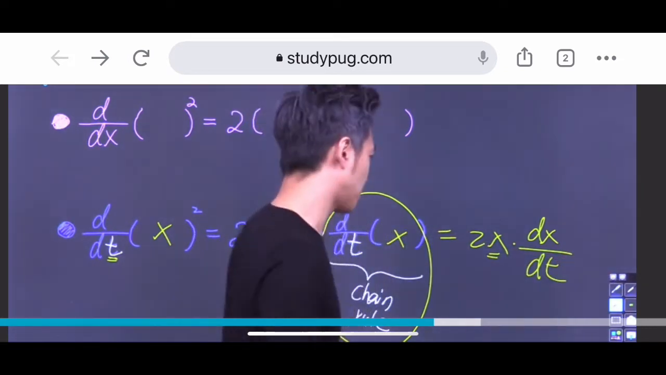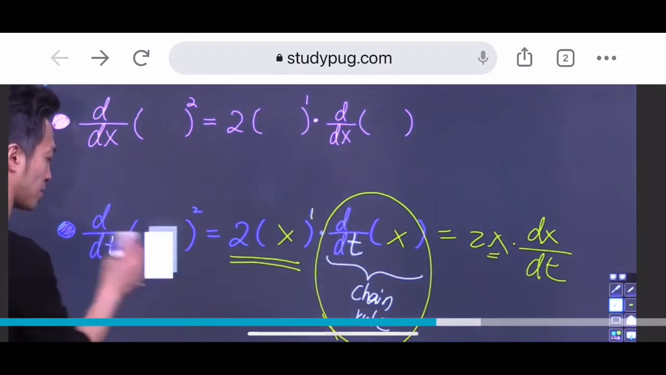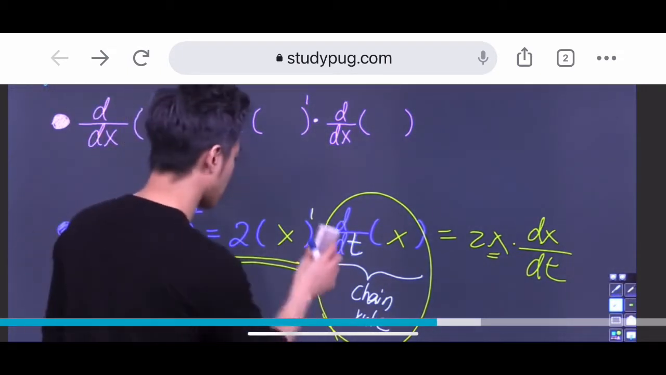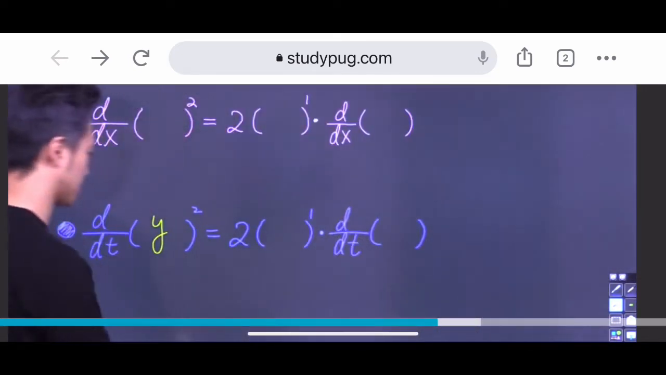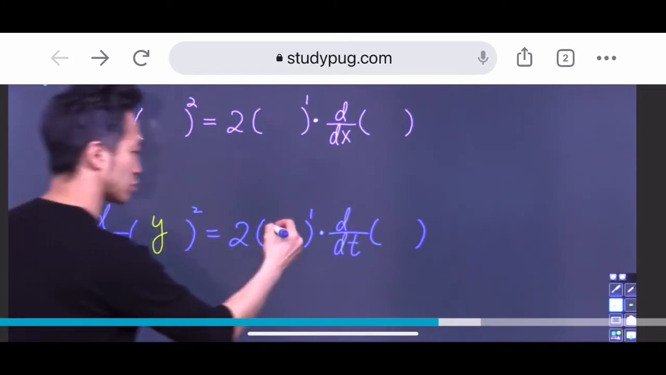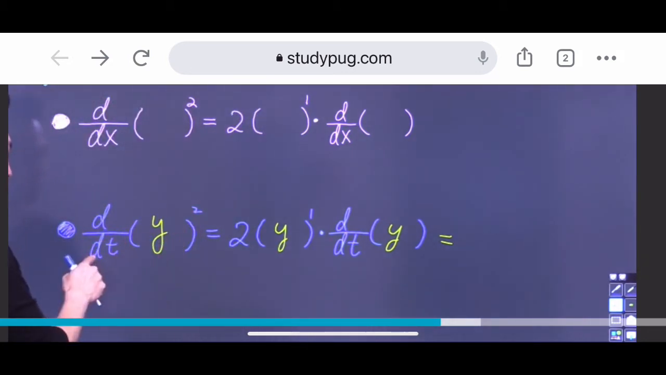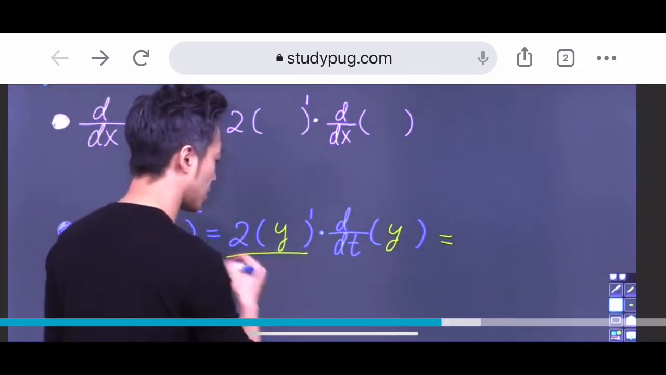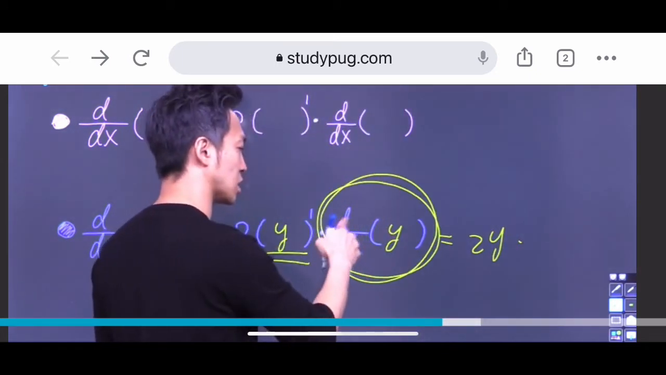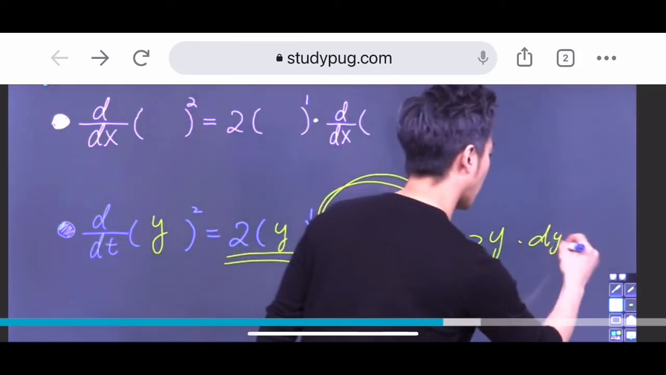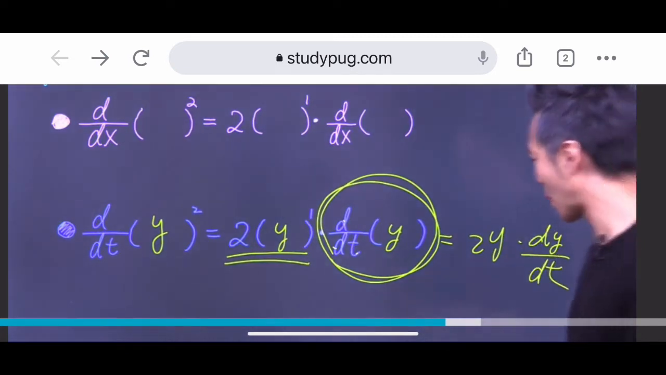Okay? Now, what if we make the function inside the bracket y? Same thing. Inside every bracket, let's just put y. So the derivative of y squared with respect to time is 2y times, right here, the chain rule portion, which is just dy/dt. And we're done. Super easy, right? Cool. So coming back to our question here.